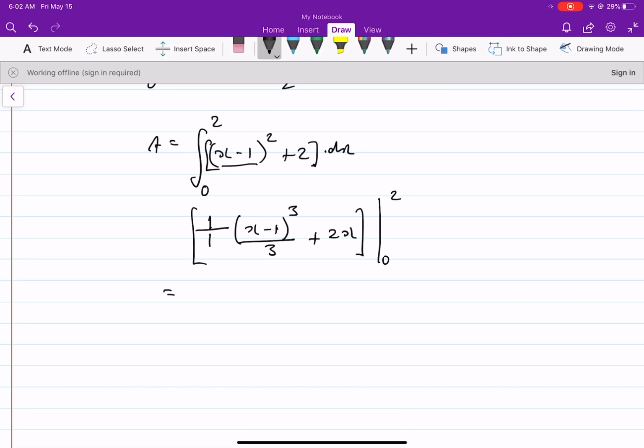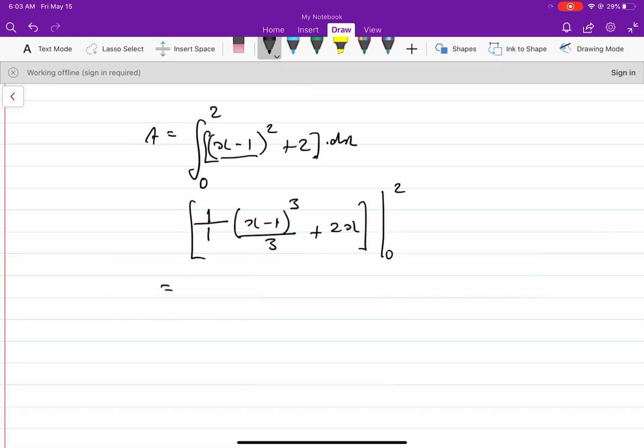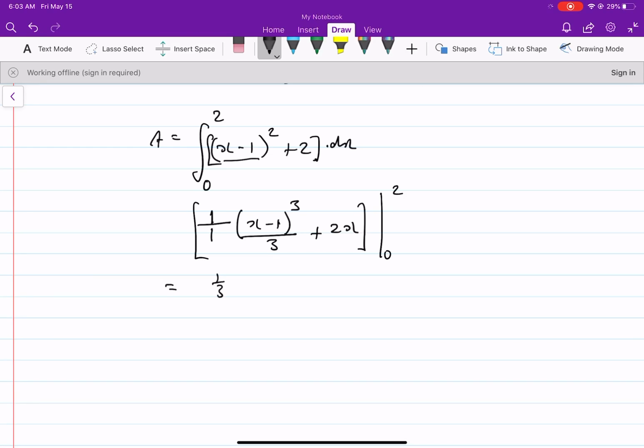Okay, so if I plug in my upper limit, I'll get 2 minus 1, which is 1. 1 cubed is 1, so that's 1/3 plus 2 times 2. That is my upper limit.